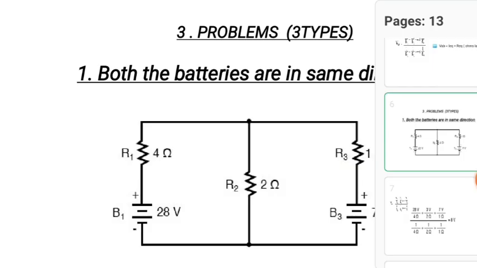Okay friends, now let's go for a quick summary. In the first type of models, both the batteries will face the same direction. So directly substitute the numbers in the given formula and find the V equivalent. And the second step, substitute in Ohm's law, V equivalent equals I into R. R is nothing but the resistance of the required resistor.